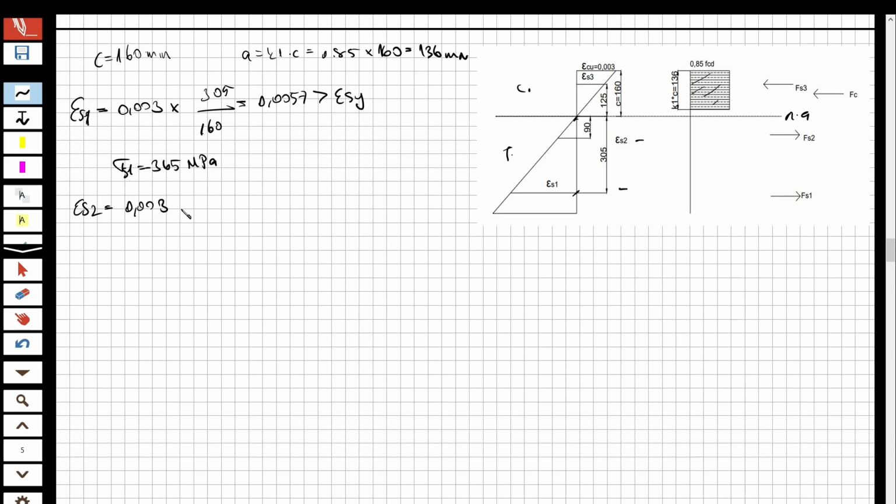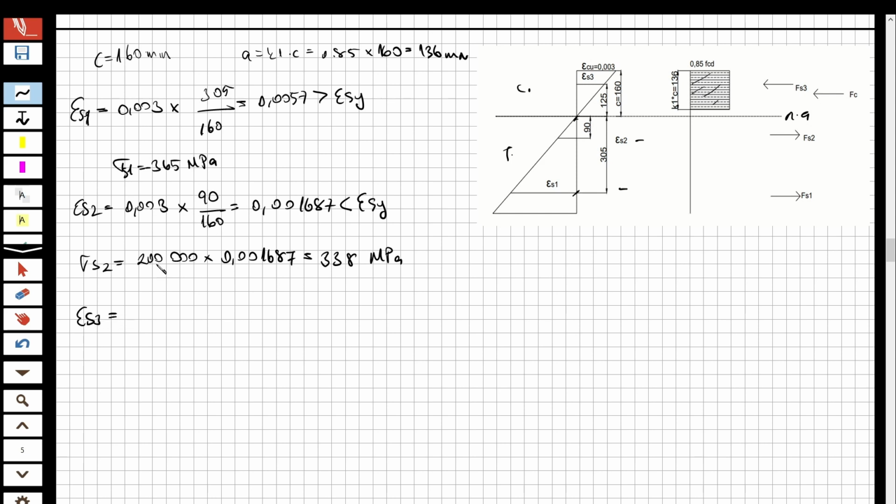0.003, the strain of the concrete, multiplied by 90 over 160, and this is equal to 0.001687, smaller than epsilon sy. So the stress is calculated as 200,000 multiplied by 0.001687, and this is going to be equal to 338 megapascal. So now we also got it. Let's do it for the third one.